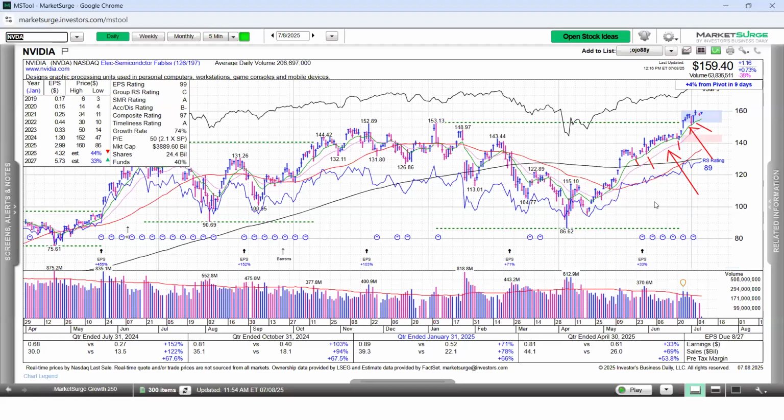These are signs of institutional behavior, right? They're the ones moving these stocks around. When they like a stock, they're going to pick up some additional shares or open up a position when it gets to that moving average. All right.